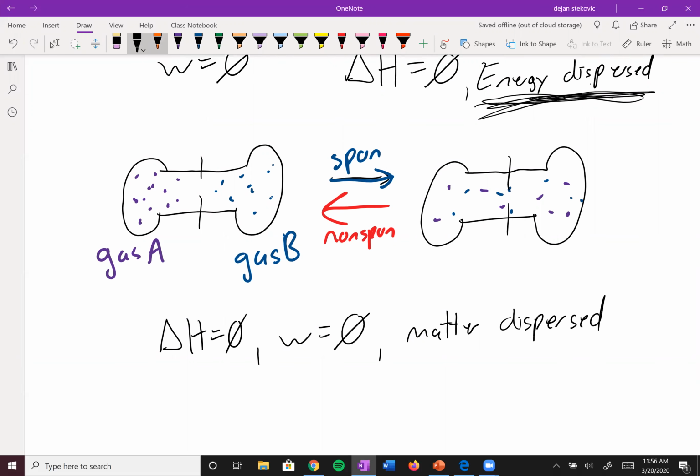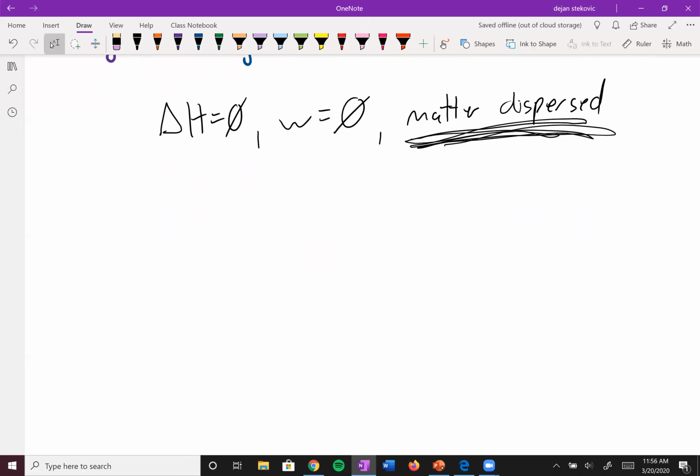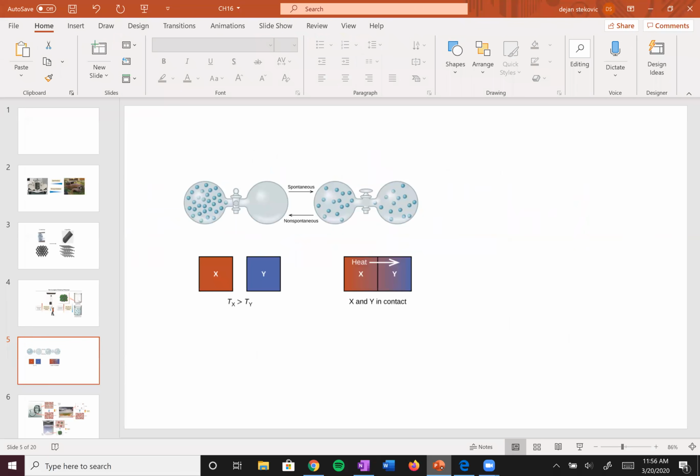So we can see when we have no change in enthalpy that this dispersion seems to be a driver of spontaneity, where things want to go to the more dispersed state and not go towards the less dispersed state. And so same picture here I have for you.